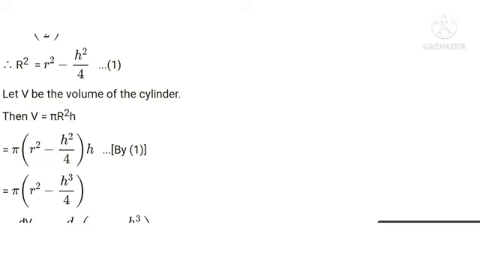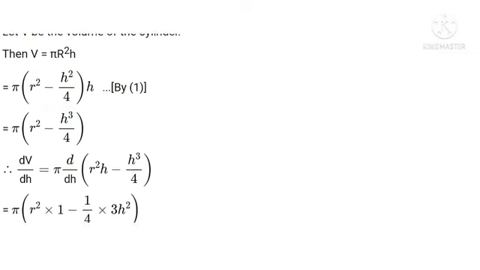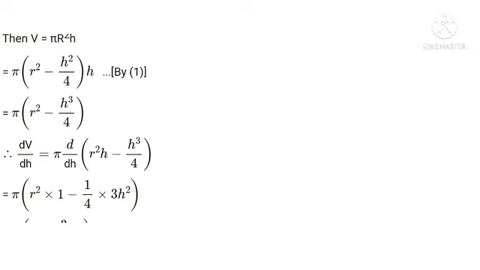Here you put pi as it is, the value of r square as r square minus h square upon 4, into h. Multiply by h. You get pi into bracket r square into h. Here h is remaining, r square into h is here, minus h cube upon 4. So you get V.